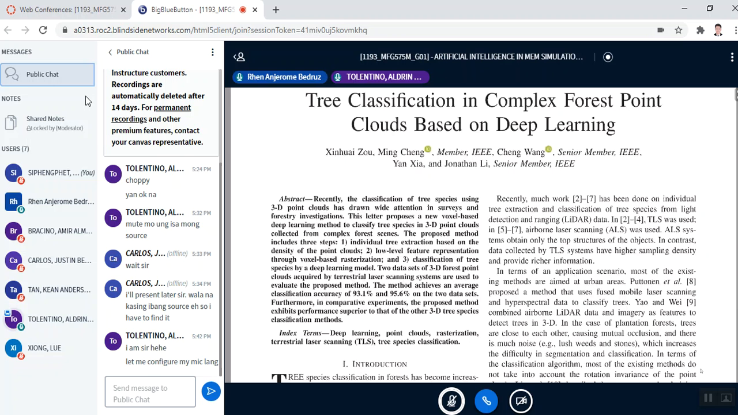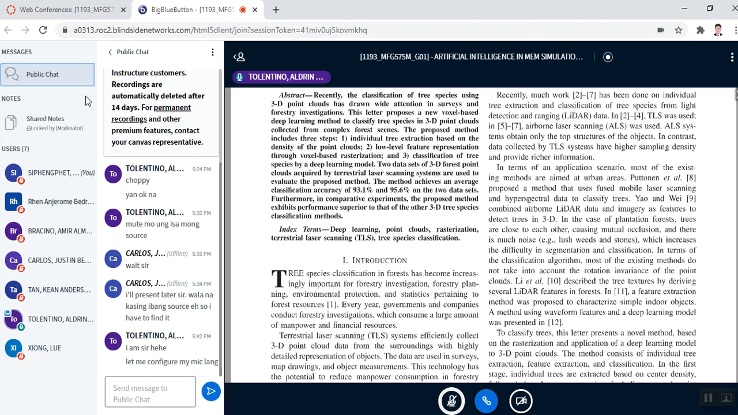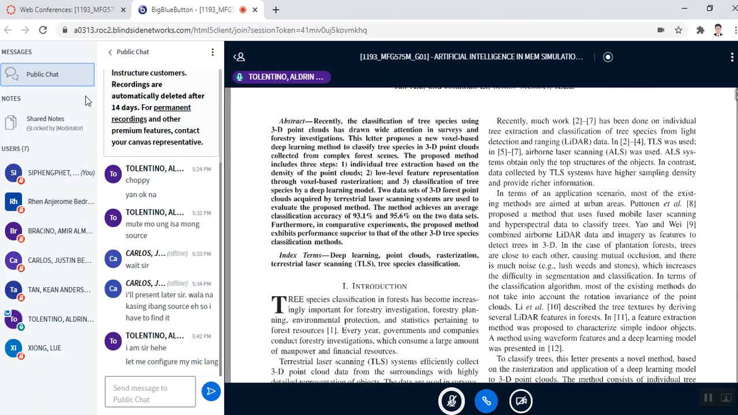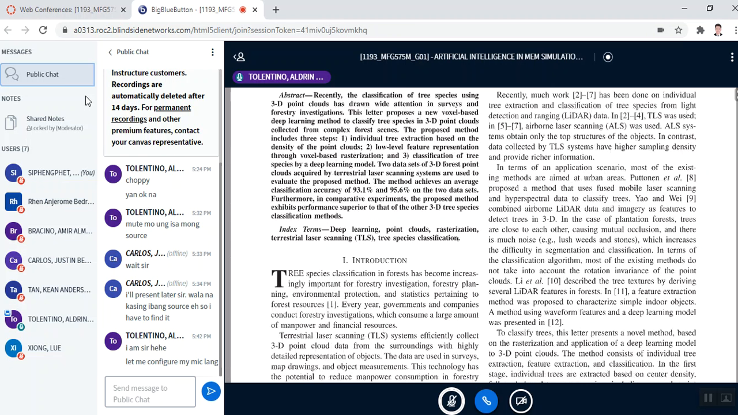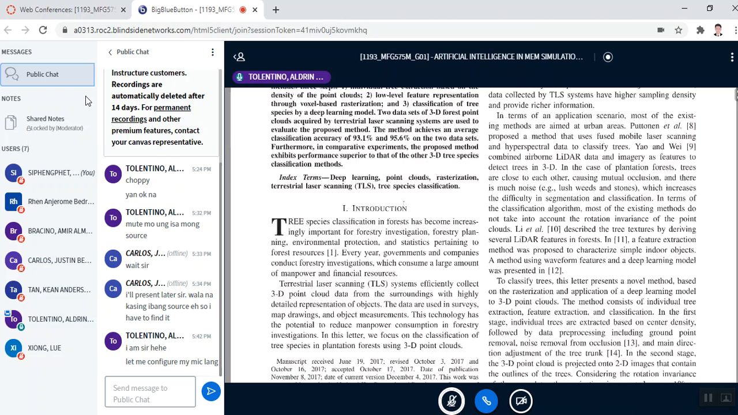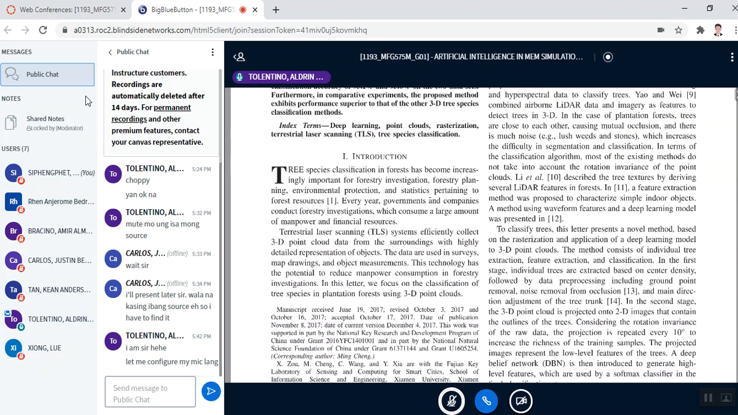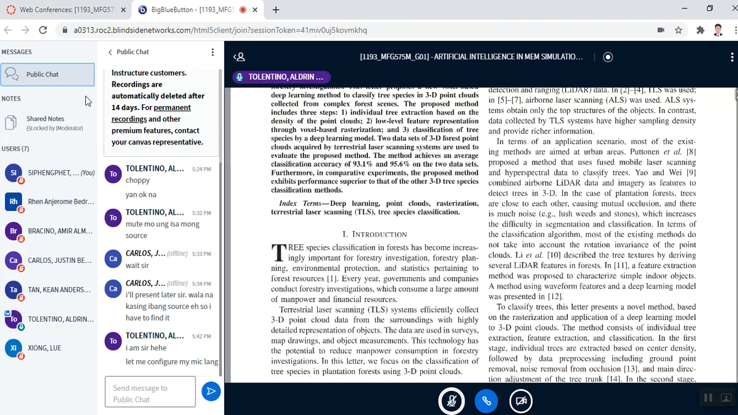So the title of my paper is Tree Classification in Complex Forest Point Clouds based on Deep Learning. Basically, for the introduction, this is an AI that classifies trees. He calls it a letter. In this letter, the novel thing that he proposed is a method or framework on how to classify trees. He said that tree classification is getting more popular, and that's why he wanted to tackle it.